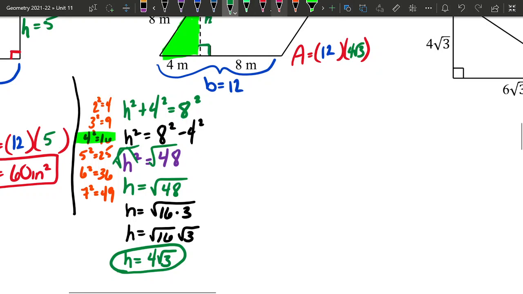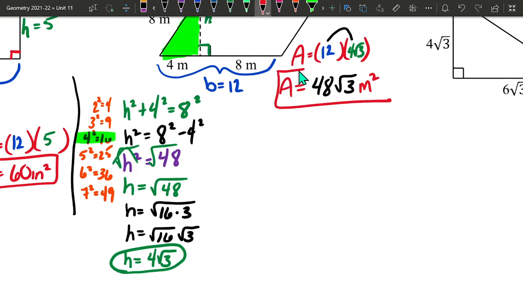All right, so now I need to finish the area. Area equals, so how do I multiply that with just a regular plain number, 12? Well, the 12 and the 4, those are like terms. So I'm just going to multiply the 12 and the 4 together. That's 48. And then just leave the square root of 3 as the square root of 3. Don't do anything with that. And this is meters squared. So you just multiply the parts that are the same.